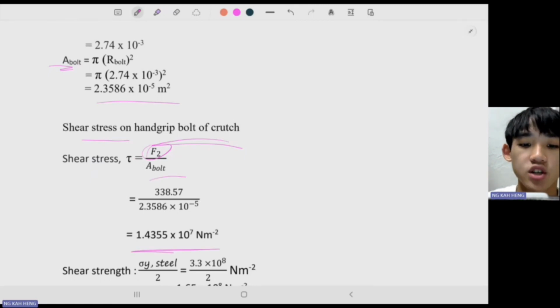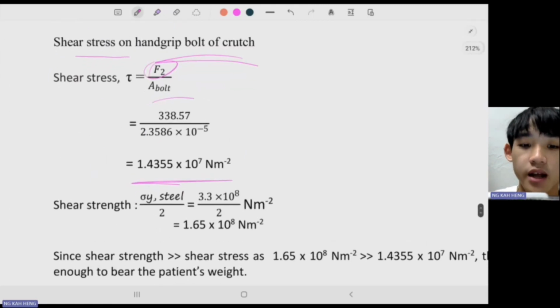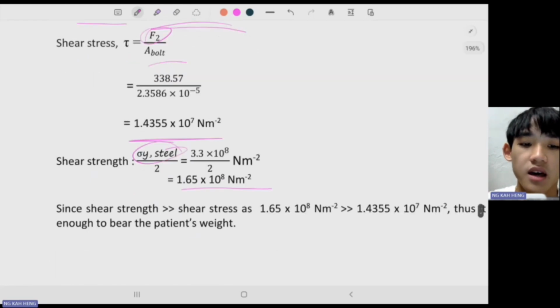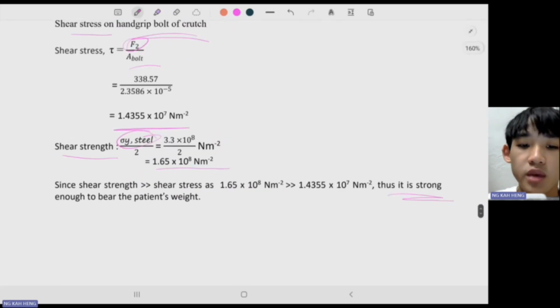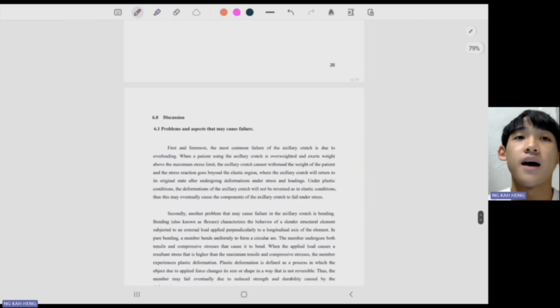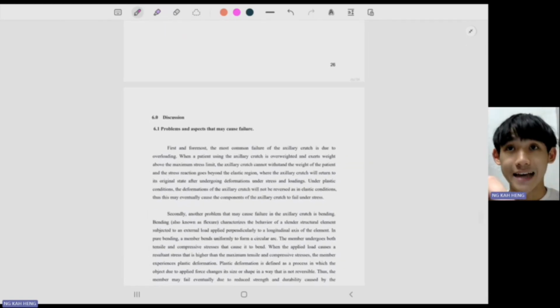We can get the value, and the shear strength using the formula, which is the fixed value of the stress, the modulus here, and then we divide by 2, is 1.65 multiplied by 10 to the power of 8. Since the shear strength is greater than the shear stress, and you can see the value is obviously greater, one is 10 to the power of 8, one is 10 to the power of 7, it is strong enough to bear the patient's weight. So that is my part for the pure bending calculation and also the stress and deformation calculation.